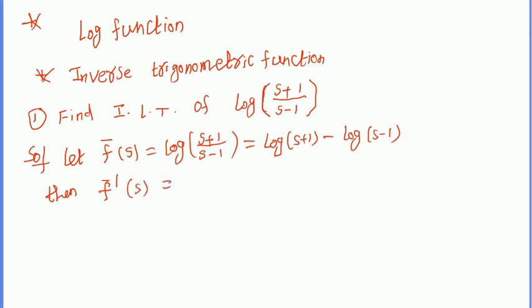is equal to, what is the derivative of log? The derivative of log x is 1 by x. Here x means s plus 1. Again we have to differentiate s plus 1 with respect to s, which gives 1. So we get 1 by (s plus 1) into 1, that is 1 by (s plus 1), minus the derivative of log of (s minus 1) with respect to s, which is 1 by (s minus 1). Again, differentiating s minus 1 with respect to s gives 1. So the derivative of log of (s plus 1) minus log of (s minus 1) is 1 by (s plus 1) minus 1 by (s minus 1).